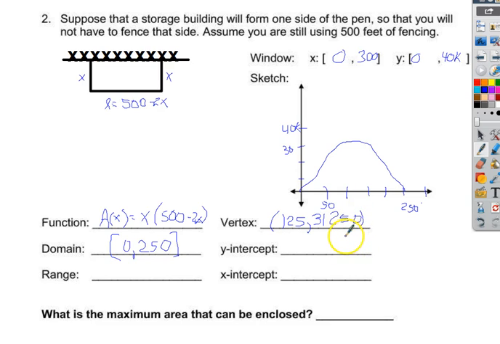Okay. And our y-intercept, once again, is still 0, 0. The x-intercept is 0, 0. We have one place. And where our second x-intercept is at 250 and 0.